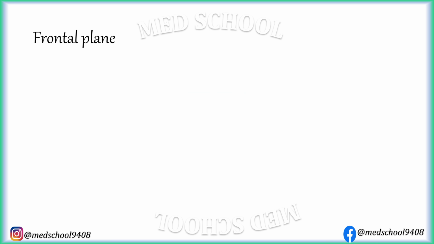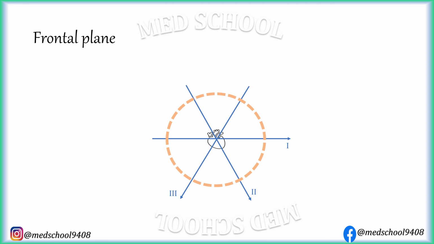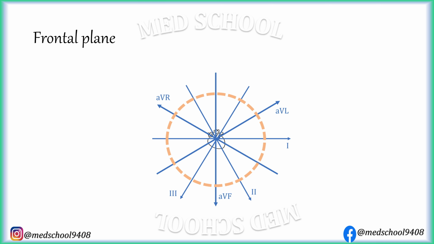Now let's imagine a circle around heart in frontal plane, that is vertical plane of the heart. If axis of standard limb leads and augmented limb leads are arranged such that each axis is passing through center of heart, as you can see, axis of lead 1 lies horizontally. So this is numbered as 0 degrees. And from this point, the circle is divided into equal 30-degree sectors.